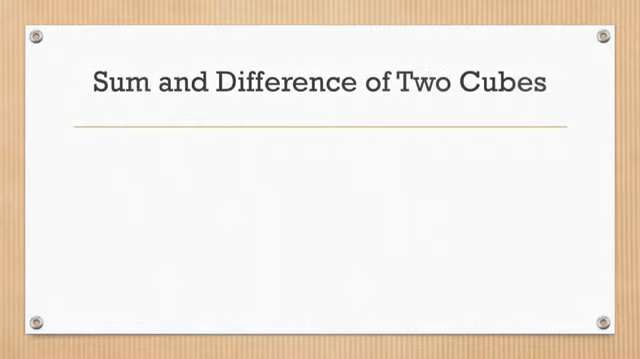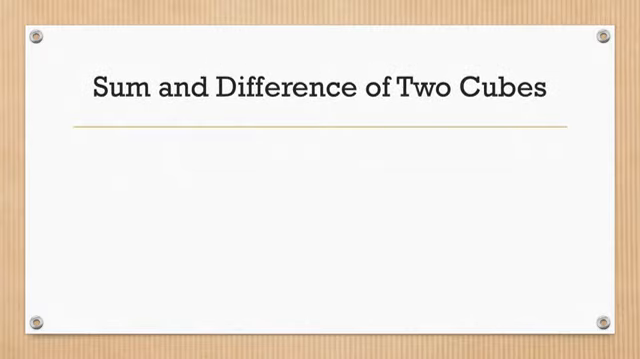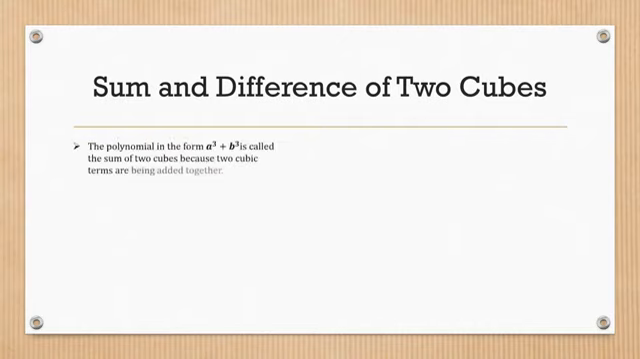Let's have now the sum and difference of two cubes. We will differentiate the sum and the difference. First, the polynomial in the form a cubed plus b cubed is called the sum of two cubes because two cubic terms are being added together. Meaning, two cubes are added, and that is the sum of two cubes. The first term is a perfect cube, the second term is a perfect cube, then you sum them up. That's the sum of two cubes.